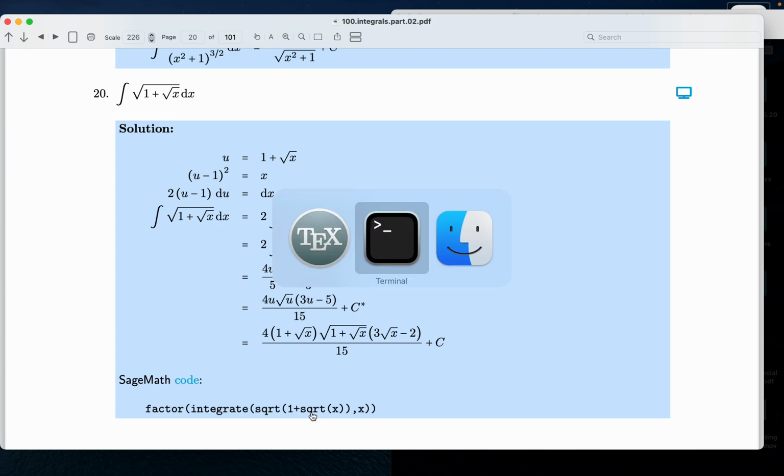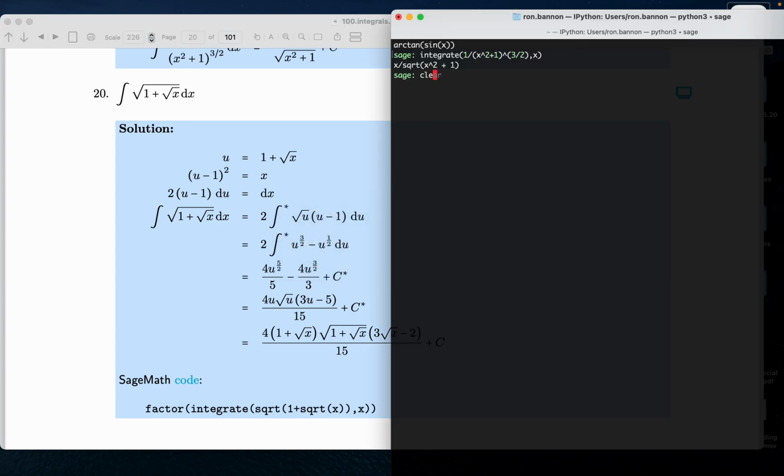But if I were to do this one over here, I want to just go through it with you. Let me just clear the screen. If I were looking at that, I'd say integrate. What am I integrating over here? The square root. And the square root of what? 1 plus the square root, SQRT. As I'm always saying, matching parentheses is tough. All right, I make mistakes a lot.